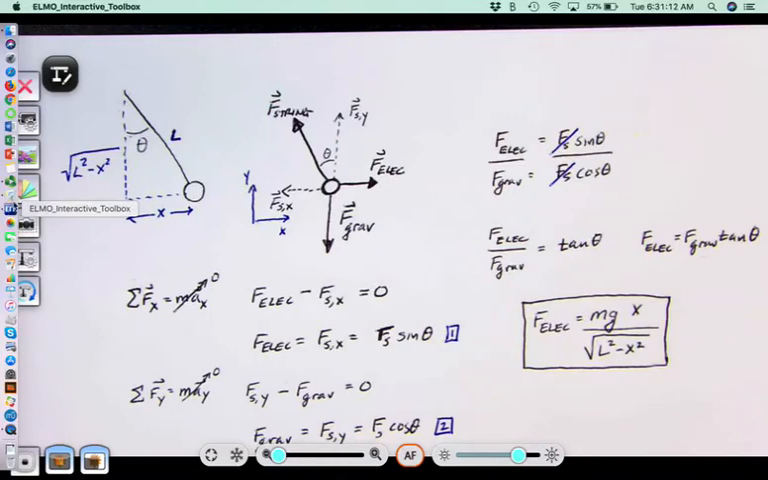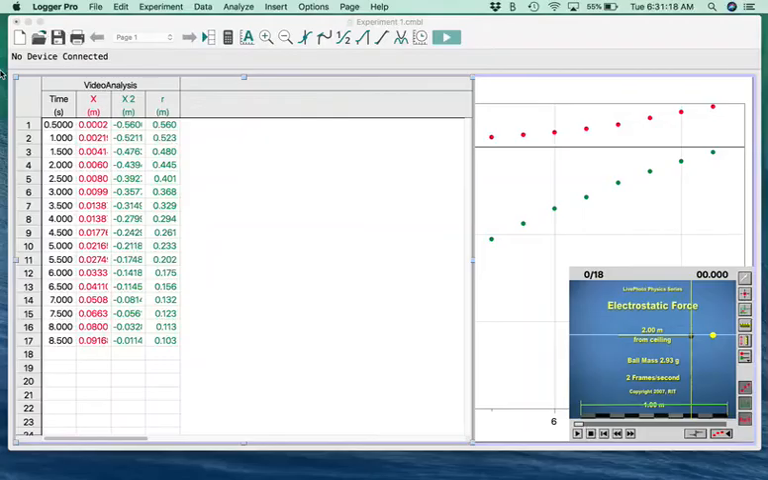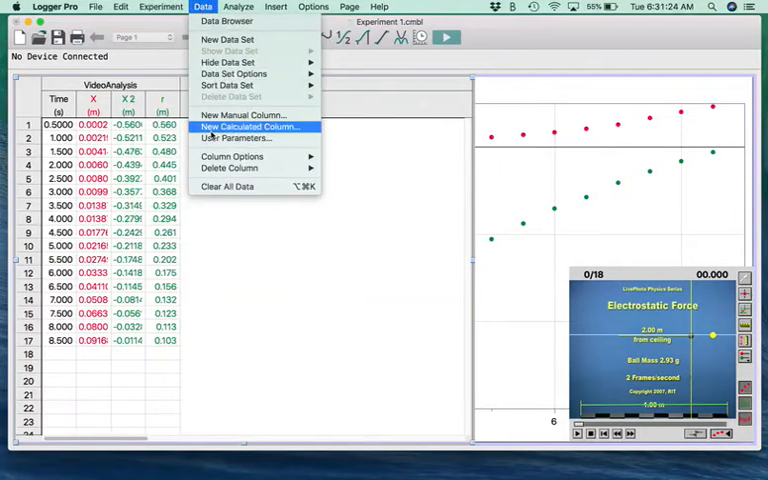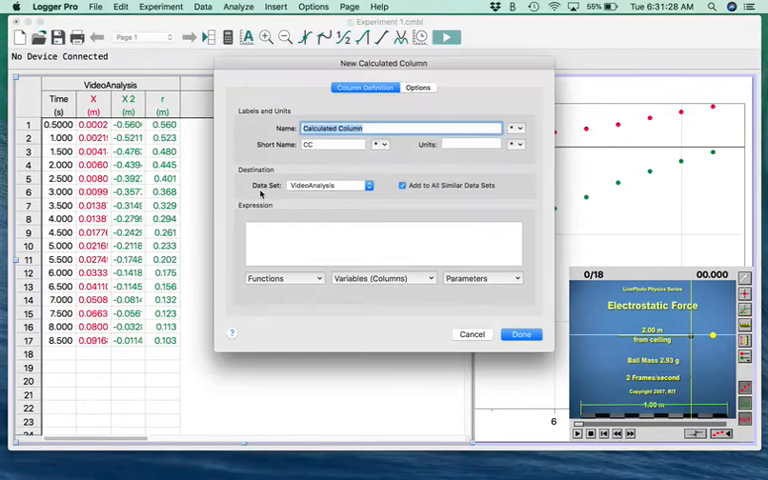mgx over square root of L squared minus x squared. So if we, let's hide Elmo. Okay, back in LoggerPro, I'm going to make a second calculated column. Again, the data menu, new calculated column. And this one is going to be the electric force between those two spheres. My short name I'm just going to call F-elec.